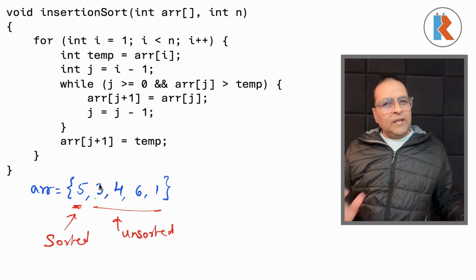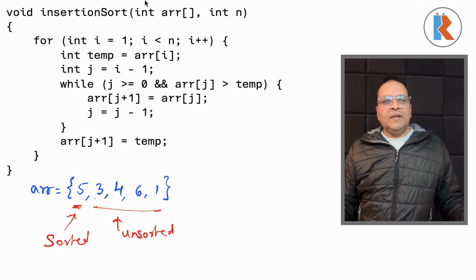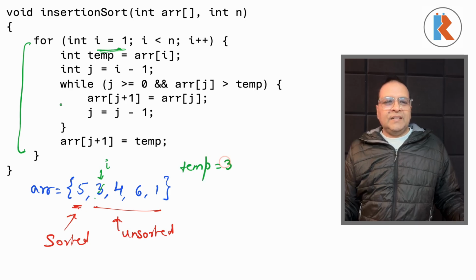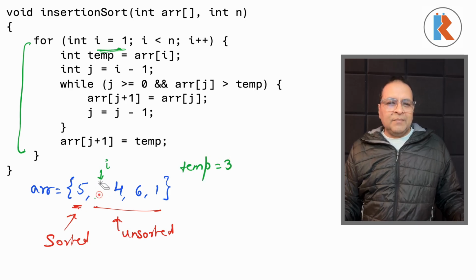So we'll consider all the elements starting from the second element of the array. That's why this outer loop starts from i equal to 1 instead of i equal to 0. So initially i is here. Then we move this element at i into a temporary variable. So the temporary variable is 3 now. This position practically becomes empty.